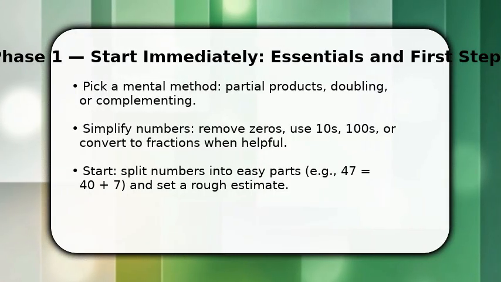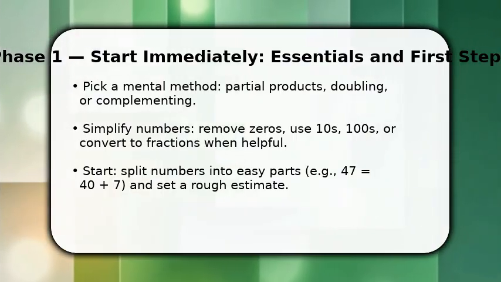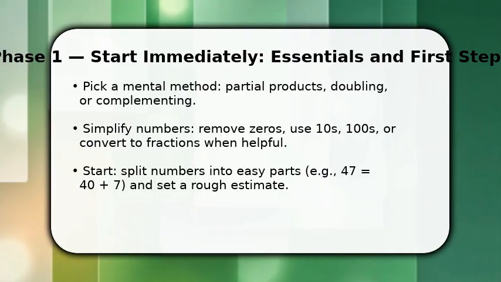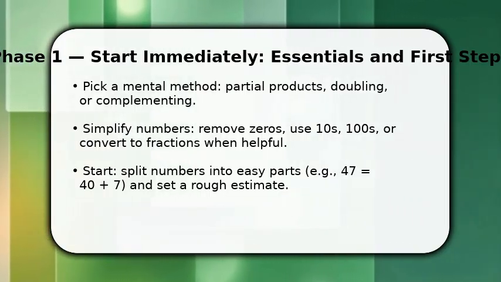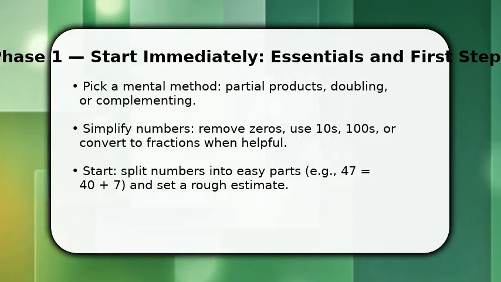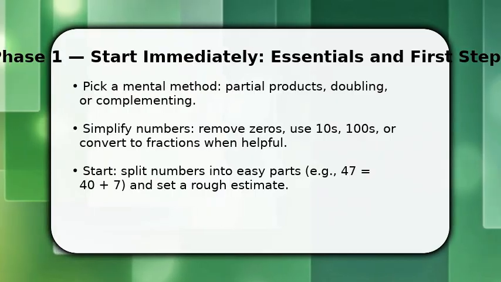You begin by choosing one reliable method. Partial products is the fastest for most problems. First, simplify both factors. Remove trailing zeros or convert to tens and 100s when possible. Then split each number into easy chunks, 40 plus 7 or 3 tens plus 2.